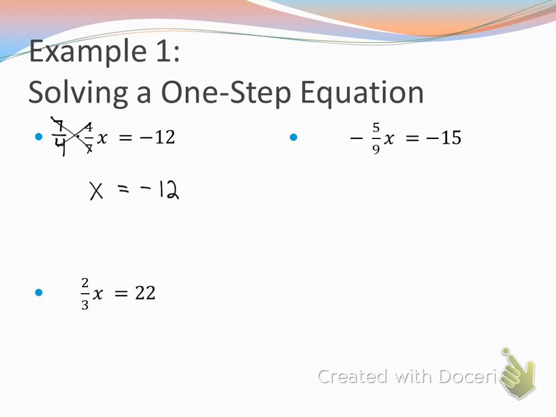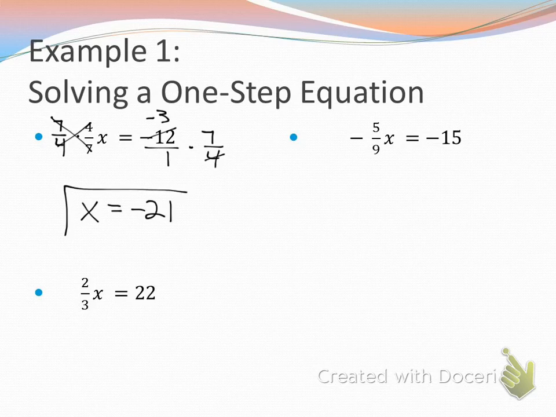So I can just write x equals negative 12. Oh, I'm sorry, not x equals negative 12. Why? Whatever I do to one side, I have to do the same thing to the other side. 7 over 4, this cross reduces, and x equals negative 21. Negative 21. All right, I want you to try the second one.